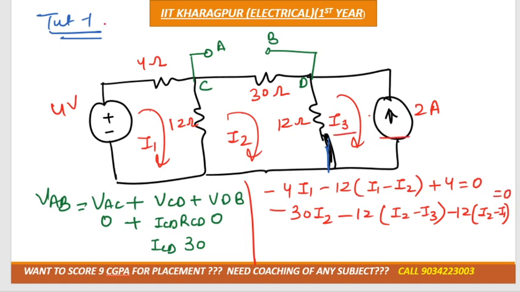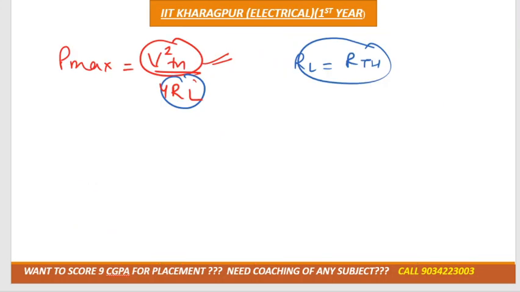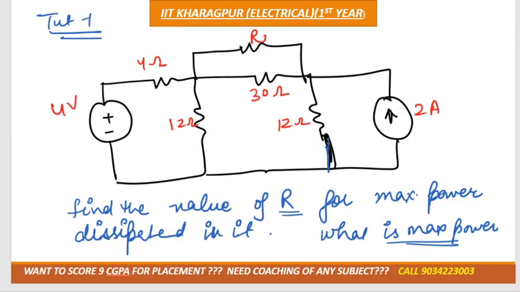And now for this, as you can see, I3 and 2 ampere are in the opposite direction. I3 equal to, right? So after solving, we'll get the value for I2. I2 is equal to ICD. You can substitute it here. Get VTH. Correct? Now in the next step, we need to calculate RTH, right?